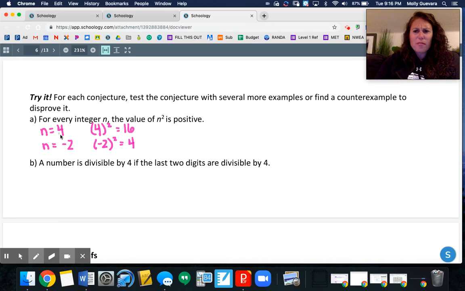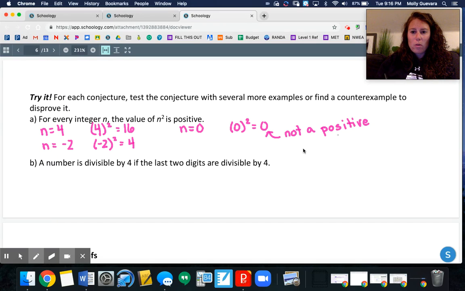So you have a positive number, I have a negative number. What about the integer 0, right? You test a positive number, test a negative number, then test 0. Here, n is 0. If I take 0 squared, I get 0. Is 0 a positive number? No, it's not, right? So 0 is not considered positive or negative.